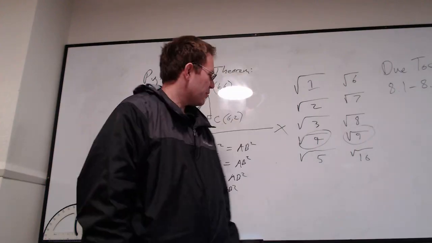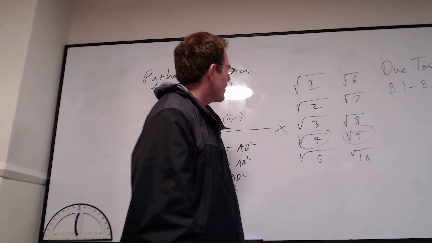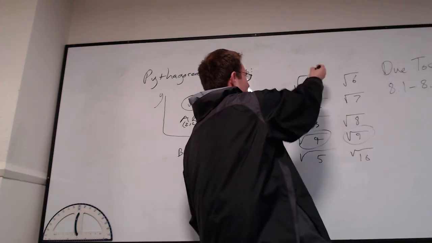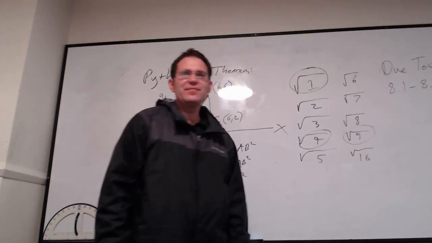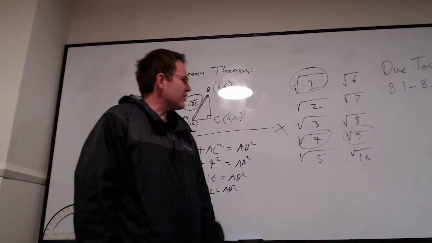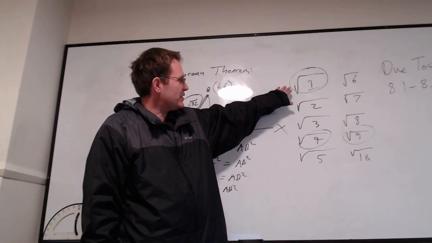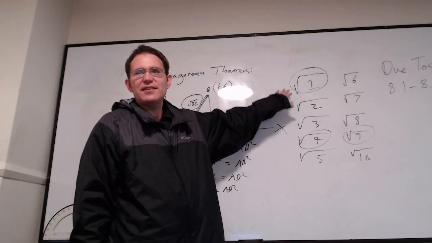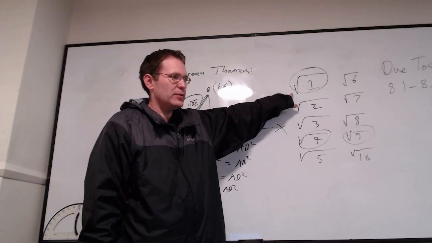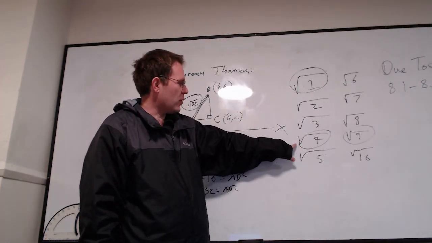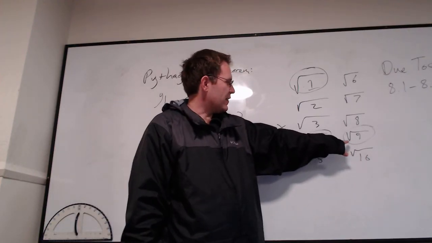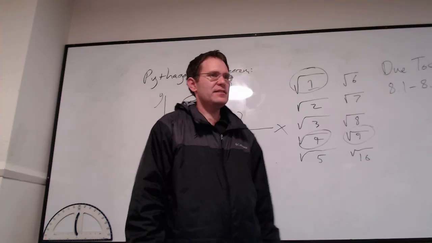One more. What am I missing here? One more. Square root of 1, right? Okay. What did you just circle? I just circled square roots that have an exact answer. So right, the square root of 1 is 1. 1 times 1 equals 1. The square root of 4 is 2, which is a whole number. And then the square root of 9 is 3, right?